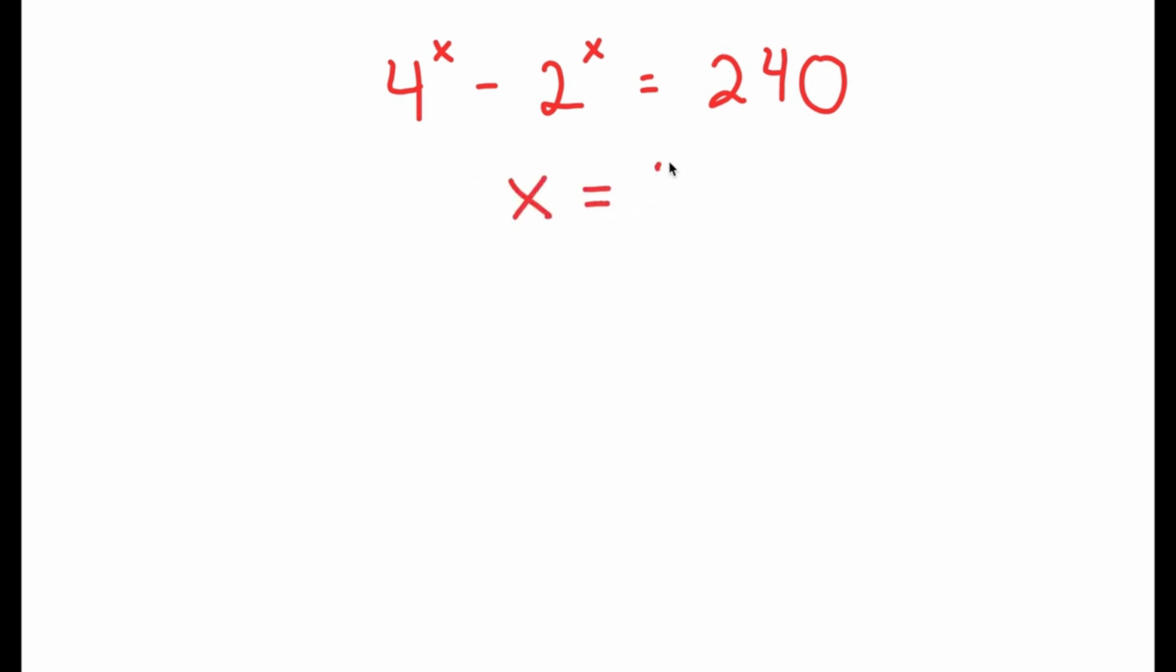Alright, so in this video, I'm going to solve the equation 4 to the power of x minus 2 to the power of x is equal to 240. So my only variable in this equation is x, so that's what I'm going to be solving for. And now for my solution.